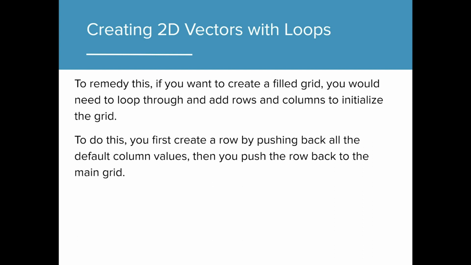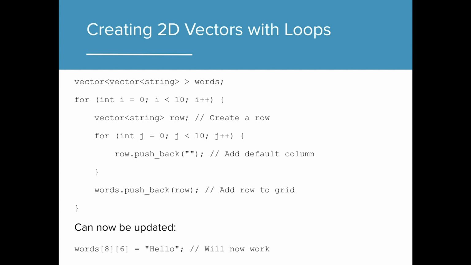To remedy this, if you want to create a filled grid, you would need to loop through and add rows and columns to initialize the grid. To do this, you first create a row by pushing back all the default column values. Then you push the row back to the main grid. Let's look at an example where you create an empty 10 by 10 string grid. After running the nested loop above, you will be left with an empty structure that can be updated using square brackets to access values. As you can see now, we will be able to successfully update the value to hello.